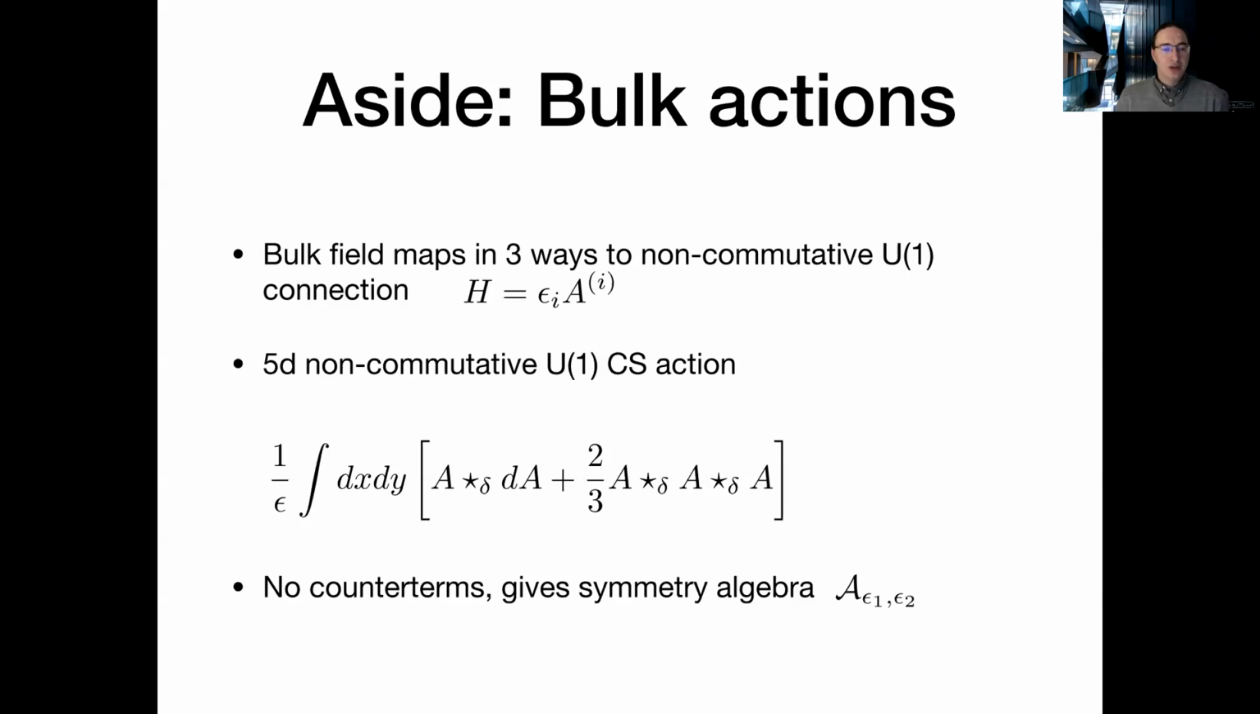You can think about this action as something which appears naturally when one of the epsilons is much smaller than the others. And so Kevin demonstrated that this action, at least naively non-renormalizable, is perfectly good. Indeed, it has no counterterms. As long as you are in perturbation theory, all counterterms can be absorbed in the redefinition of epsilon and delta. And he argued that if you use this theory to compute the symmetry algebra, this universal algebra which controls line defects, you'll obtain precisely this algebra A epsilon 1, epsilon 2, which I mentioned.